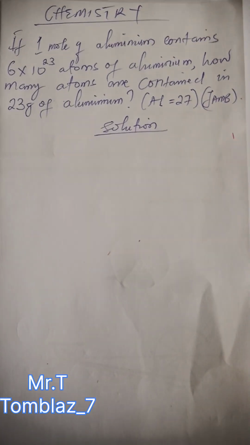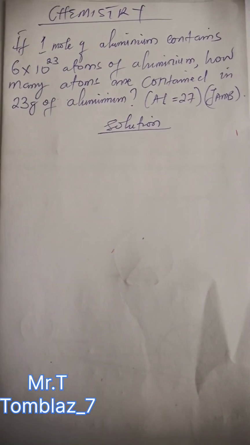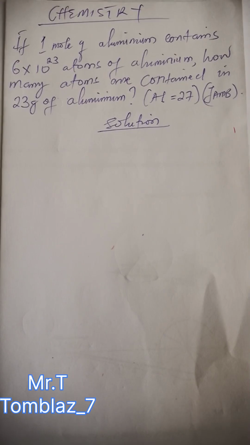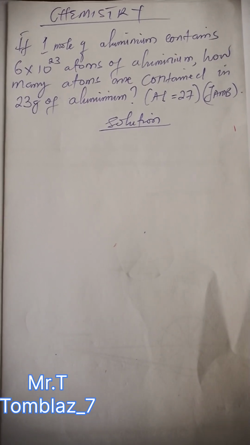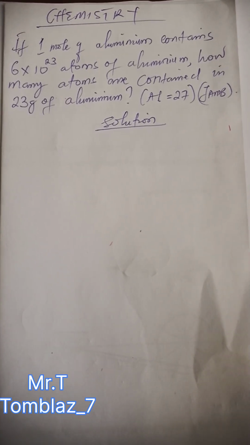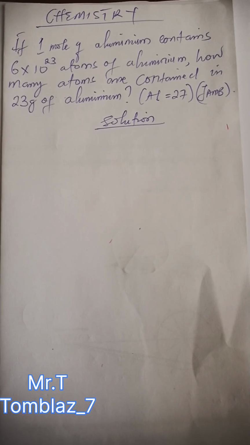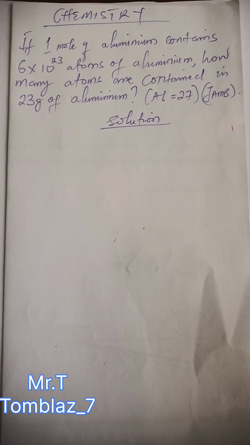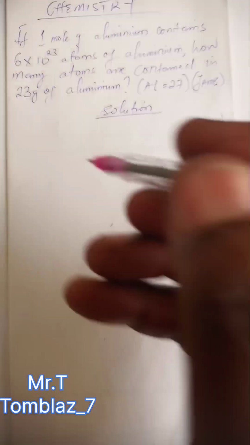So today I have a chemistry question I want to work on, and this question is from JAM. The question said, if 1 mole of aluminium contains 6 times 10 raised to the power 23 atoms of aluminium, how many atoms are contained in 23 grams of aluminium? We're supposed to take the atomic mass of aluminium to be 27. So it's a JAM question, right? So let's see how to work about this solution.